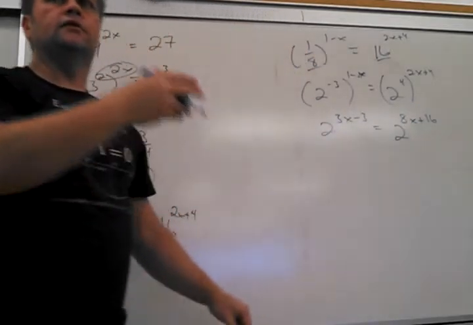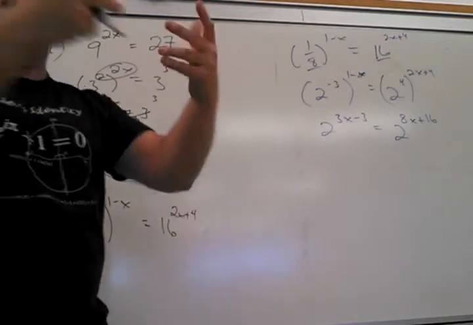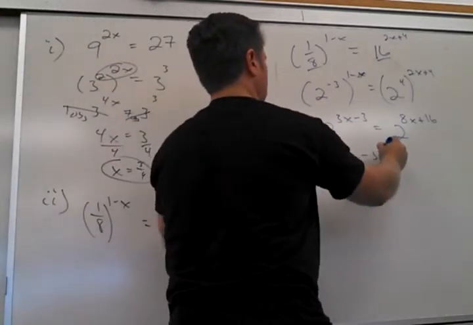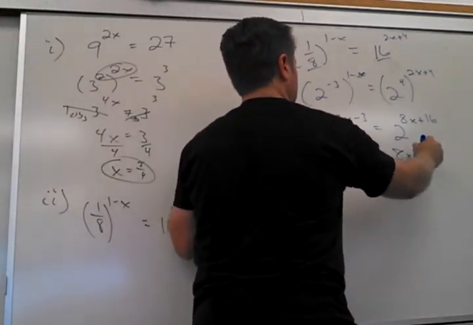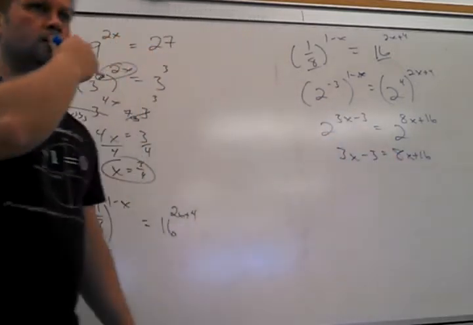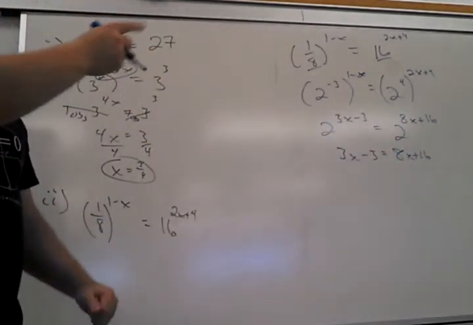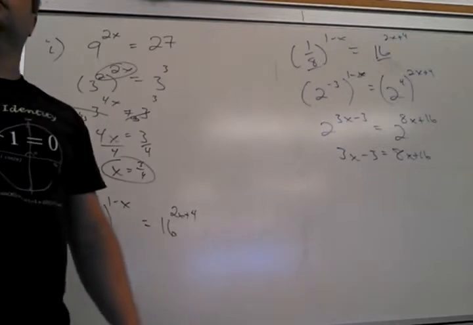Good. And then you know the powers have to be the same, so you get 3x minus 3 must be the same as 8x plus 16 in order for this to be true. So you get negative 19/5. Okay, good. Should it be plus 3?